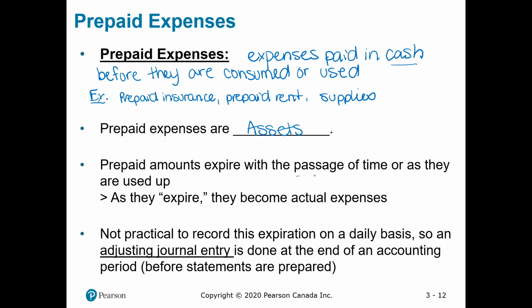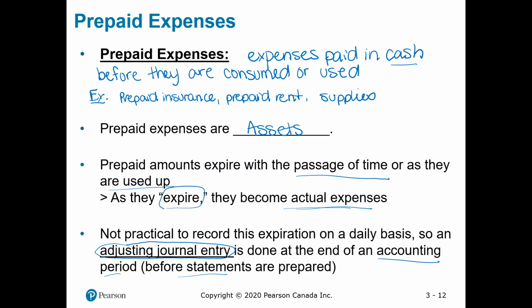And over the passage of time, or as we use up these prepaids, that is what is called they expire. So once they expire, that is when they become the actual expenses. And as they become these actual expenses, we need to do an adjusting entry to record that expense. And it's not practical to record this expiration every single day. So adjusting journal entries for prepaids are done at the end of the accounting period, before the financial statements are prepared.